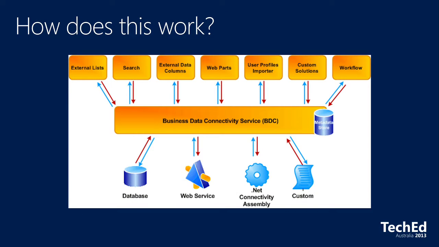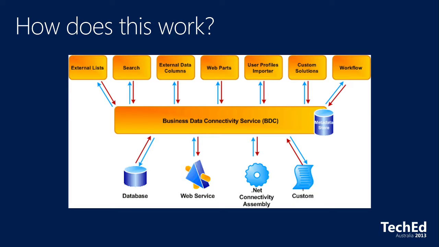So with a pretty diagram, that's basically how it looks. We have a number of different connectors to be able to connect to things through the BCS. There's the out-of-the-box SQL connector. There's the web service connector. There's the ability to write custom .NET connectors. And basically, they all go out, access these systems, bring it in through the BCS, and can surface it up to all sorts of things.